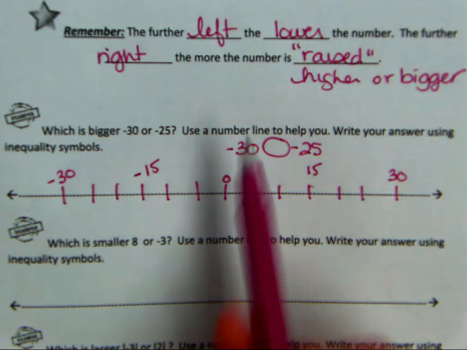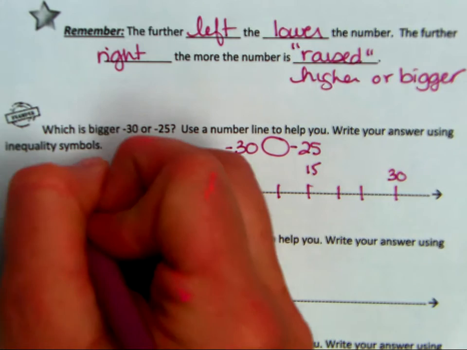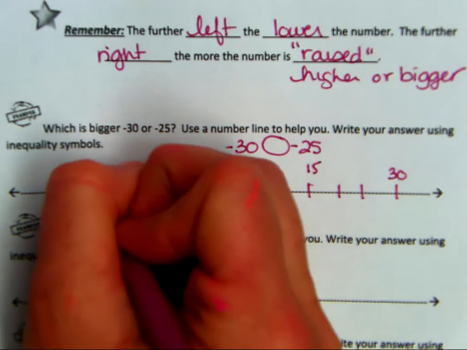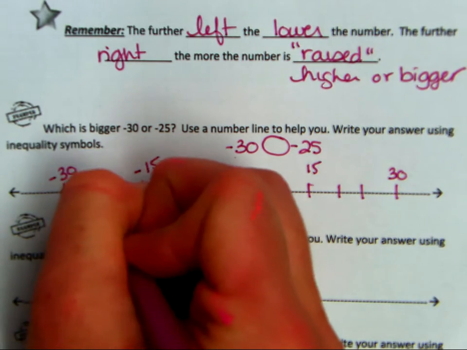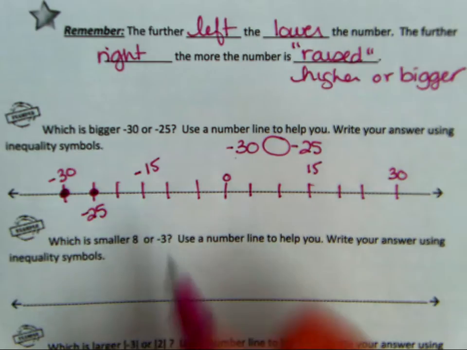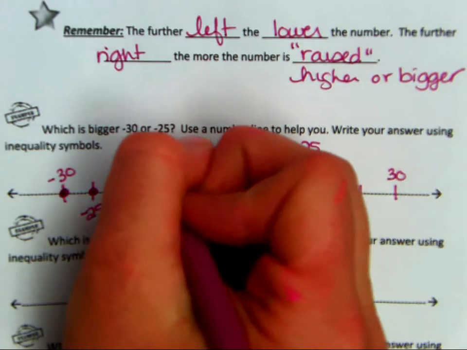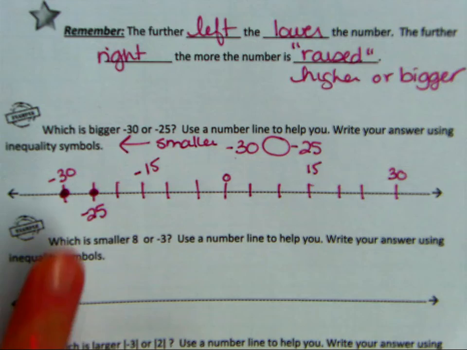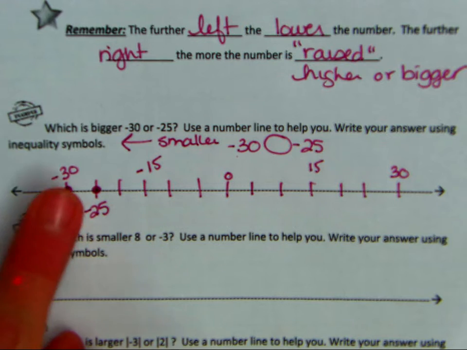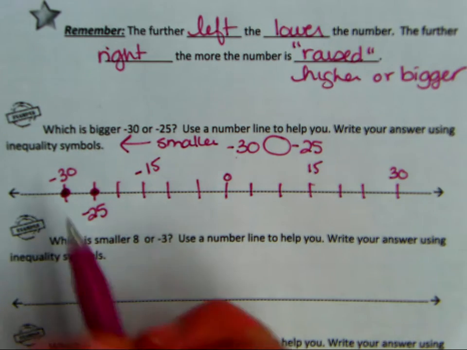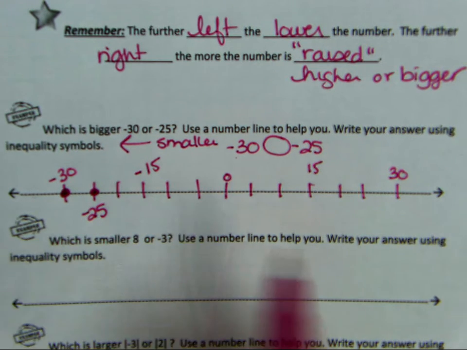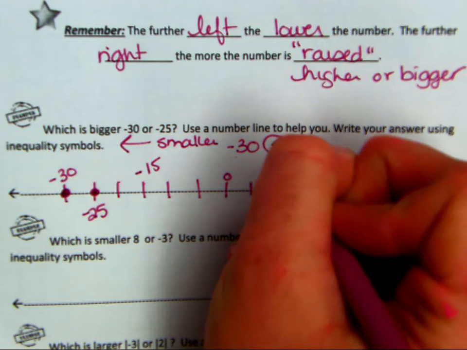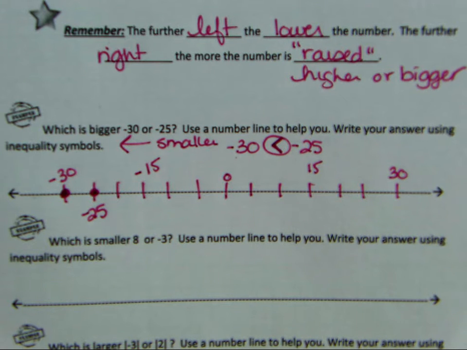Okay, so the first one we have is -30. -30 is right here. And then we have -25, which is going to be right here. Now, the number that's further this way is going to be smaller. So which one is further this way? Well, this one is further this way on our number line. So that means that it is the smaller number. So -25 is actually greater than -30.